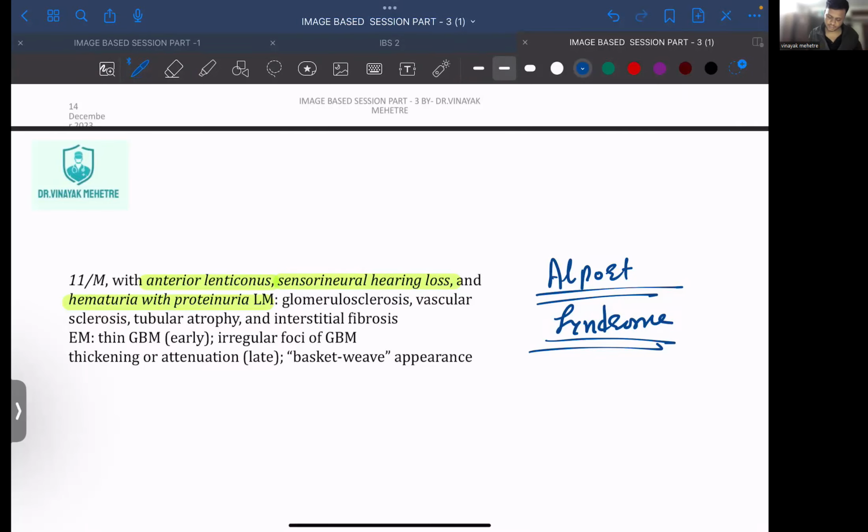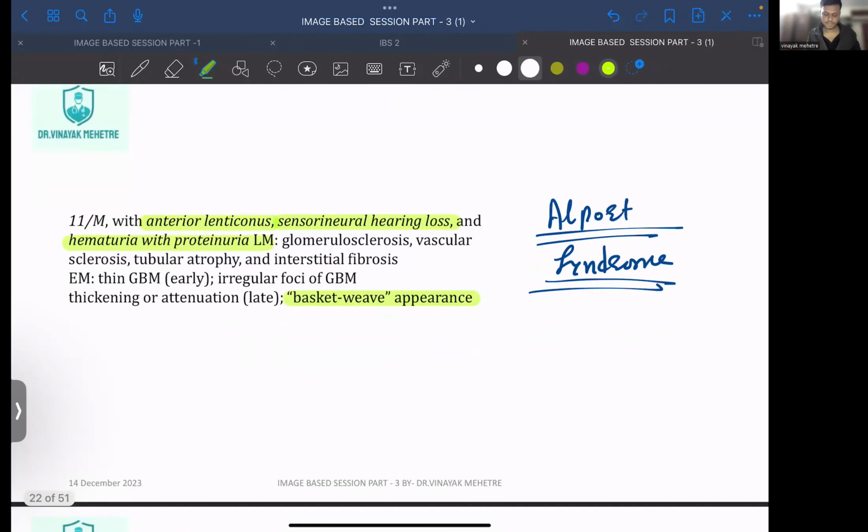And which appearance do we see in this? That is basket wave appearance. We see basket wave appearance. Okay. Which type of collagen is defective over here? Anyone? Again, it is called type 4 collagen defect.